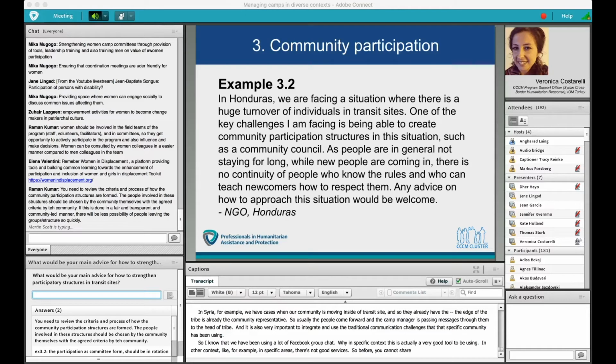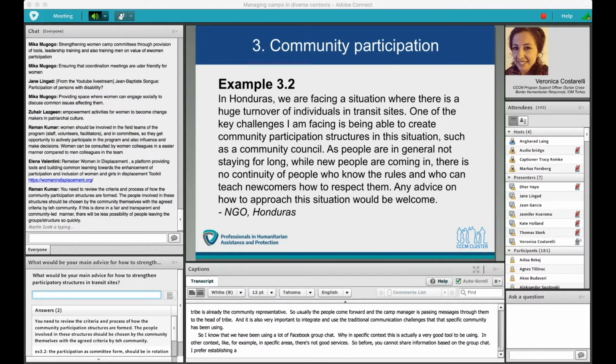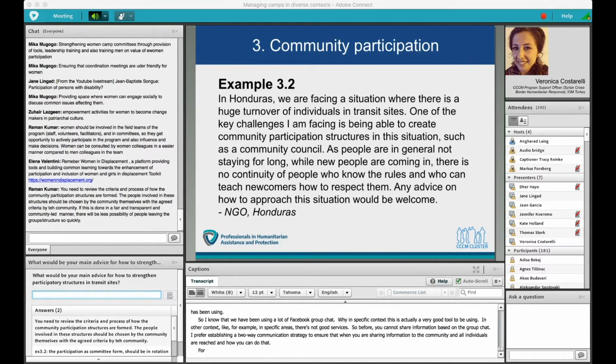I prefer establishing a two-way communication strategy to ensure that when you are sharing information to the community, all individuals are reached. And how can you do that? For example, you can have outreach officers going inside the transit site and talking to different individuals in different sectors of the site all the time.